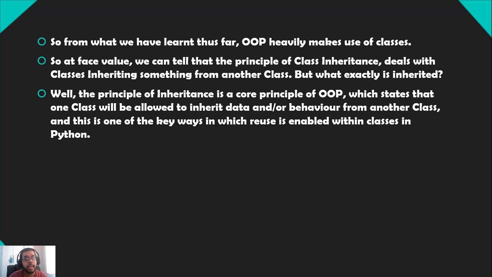So, from what we have learned thus far, OOP heavily makes use of classes. So at face value, we can tell that the principle of class inheritance deals with classes inheriting something from another class. But what exactly is inherited? Well, the principle of inheritance is a core principle of OOP, which states that one class will be allowed to inherit data and or behavior from another class, and this is one of the key ways in which reuse is enabled within classes in Python.